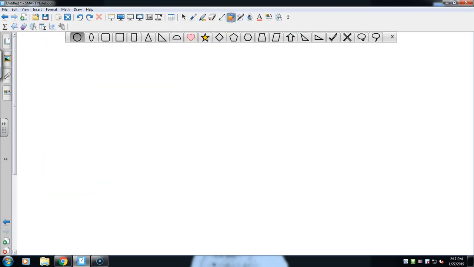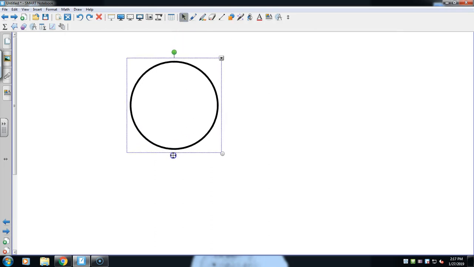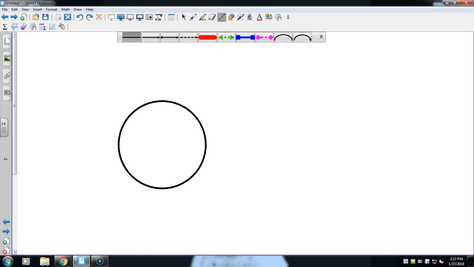So the next one, we'll do that one a little bit too tall there. Move it down. The next one is going to be a secant and a tangent.